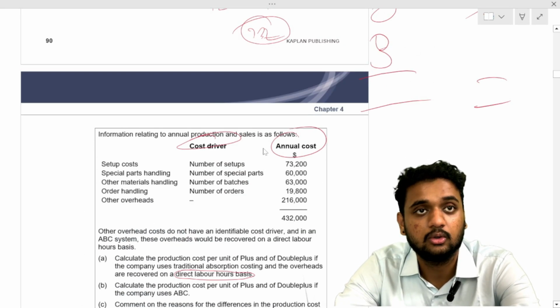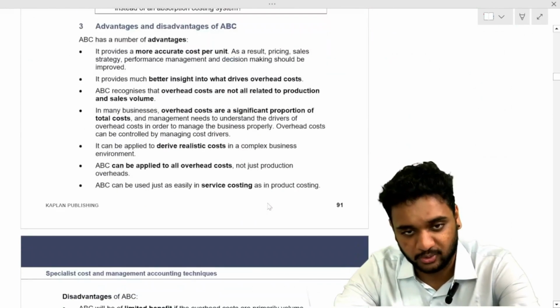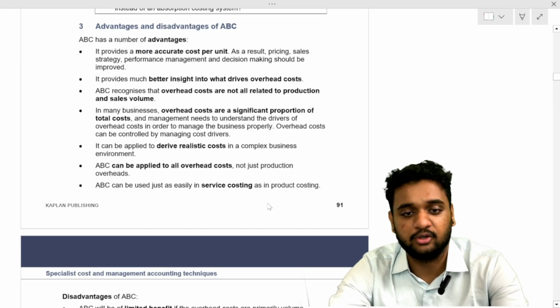Yes or no? I'll give you 5 minutes time. Please go through this question, don't write anything. Go through the answer also. Go through the question and answer, then we can proceed to the next question.